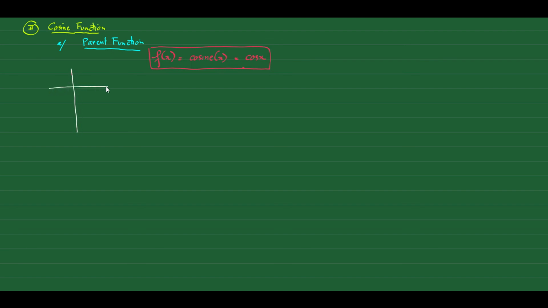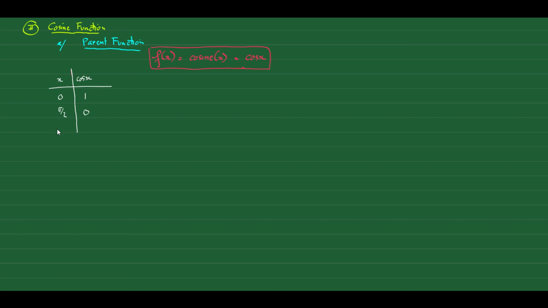Let's use the table. Over here we have x and cosine of x. When x equals 0, cosine of 0 is 1. I'm talking about 0 radians, or degrees if you want. Now let's see what happens when x equals pi over 2. Cosine of pi over 2 will be 0.